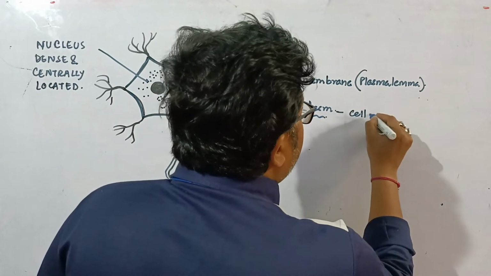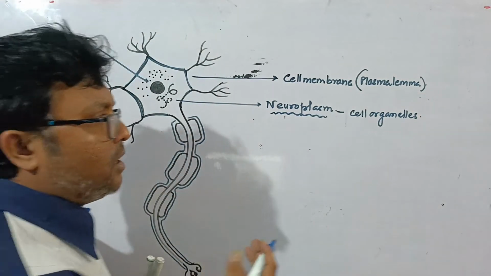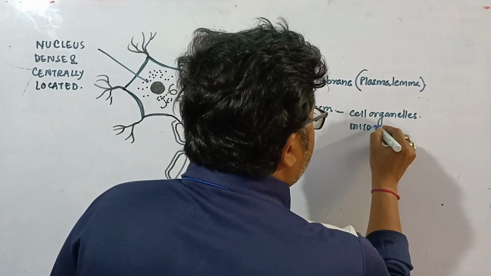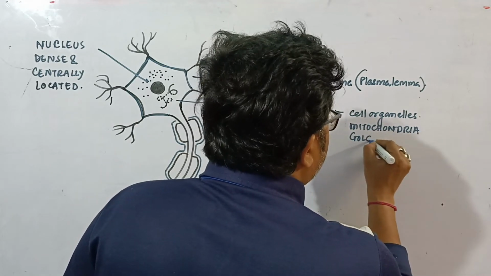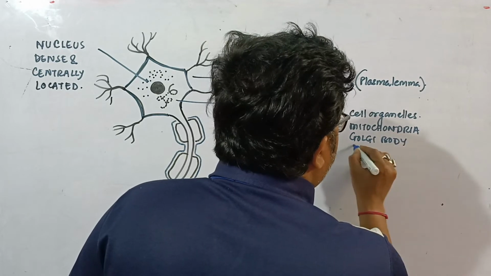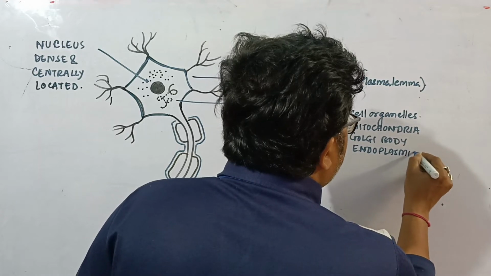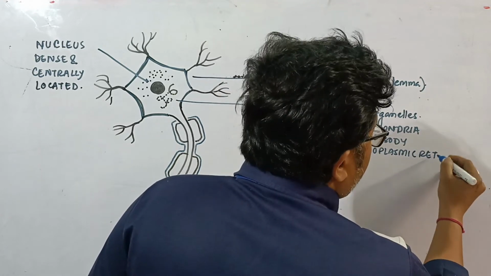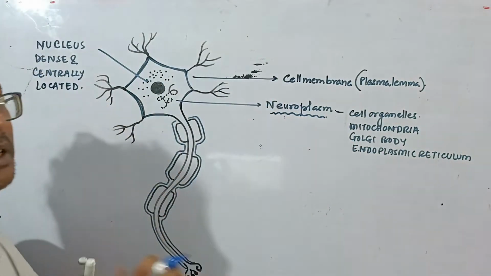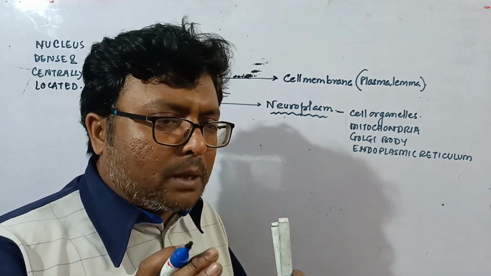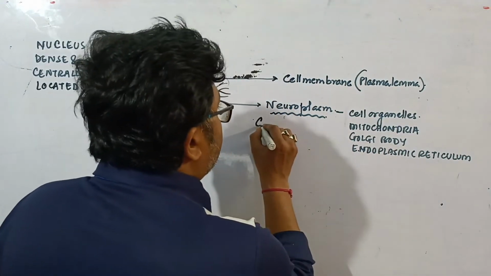Several cell organelles are generally found within the cytoplasm, or neuroplasm. In a cell we find different cell organelles. What are they generally? You can say mitochondria, Golgi body, endoplasmic reticulum. So several kinds of cell organelles are found within the neuroplasm. We see all kinds of cell organelles, but you should remember one thing, that centriole is generally absent.